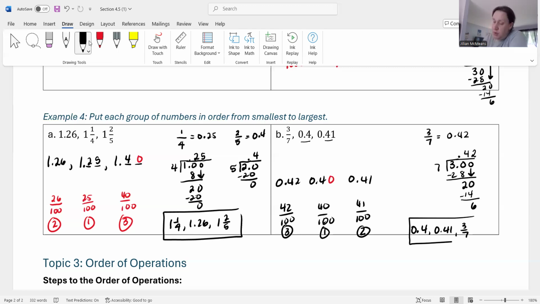Okay, so when you're comparing or ordering decimals and fractions, it's easiest to convert your fractions to decimals and then perform whatever you need to. Okay.